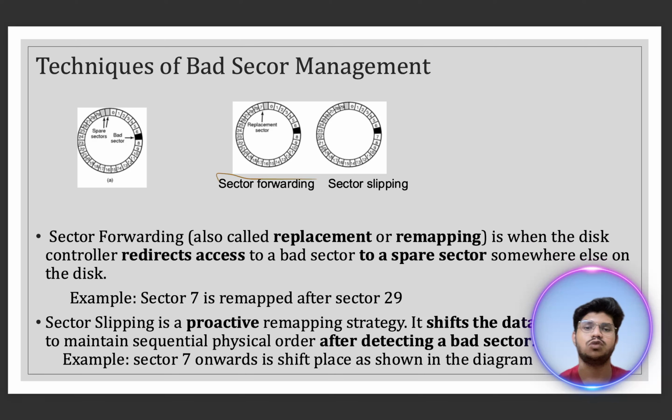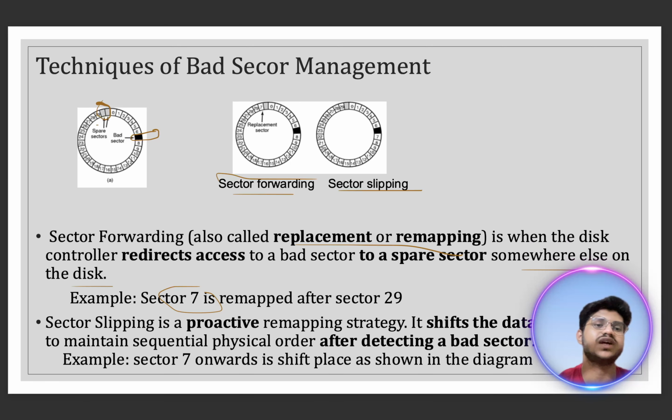There are many techniques for bad sector management, like sector forwarding and sector slipping. The first is sector forwarding, also known as replacement or mapping. This is when the disk controller redirects access from a bad sector to a spare sector somewhere on the disk. Let's say sector 7 has become a bad sector. We have some spare sectors that are not used, which are typically kept. When these hard disks are manufactured in factories, some sectors are intentionally kept aside as spare sectors.